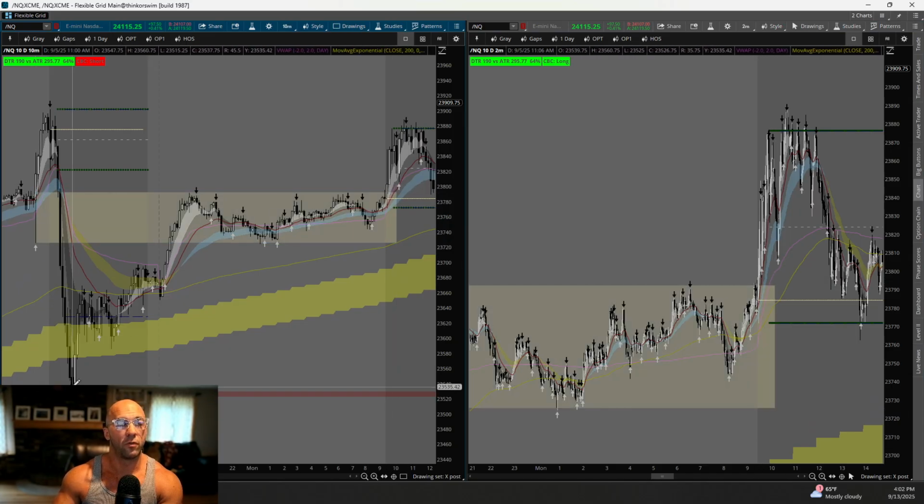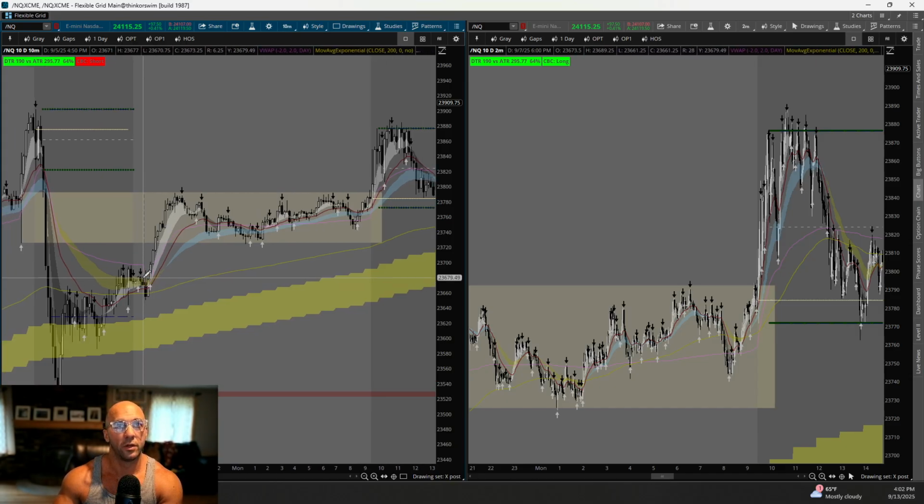On Friday, though, we bounced off of the daily 20 EMA, and we pushed back up. We consolidated, and we basically just closed the day near VWAP, right? So basically closing as a candle with a little bit of a lower wick here. Again, this NFP lows threw me off a little bit.